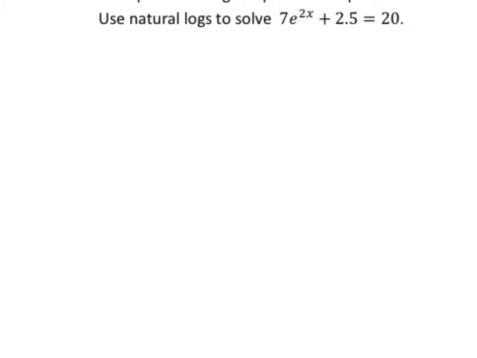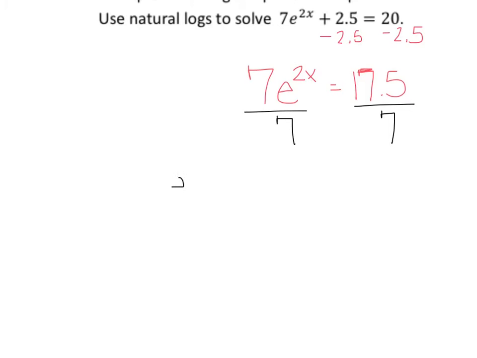All right. So we're trying to get to x. So what can we pull away? 2.5. Subtract 2.5 to the other side. So we get 7e to the 2x equals 17.5. Then what? Divide by 7. So e to the 2x equals what? 2.5.